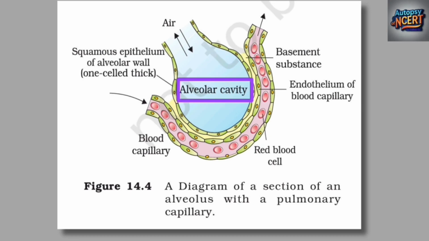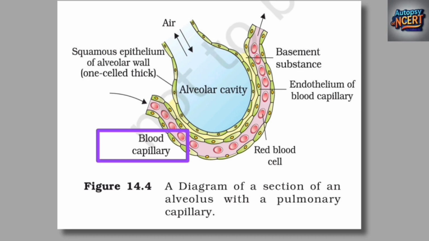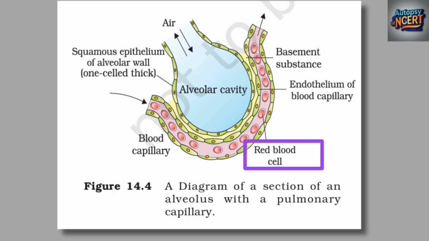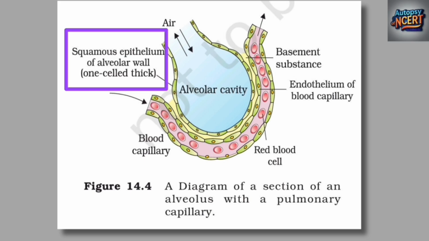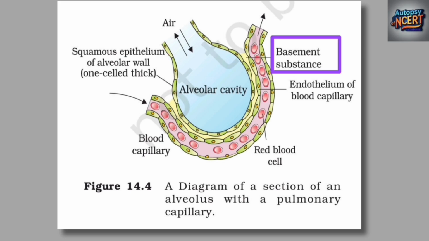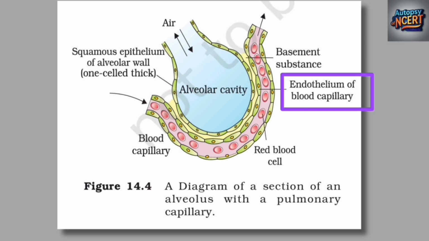Alveolar cavity. Blood capillary. Red blood cell. The diffusion membrane is made up of three major layers. First, squamous epithelium of alveolar wall, which is 1 cell thick. Second, basement membrane. Third, endothelium of blood capillary.